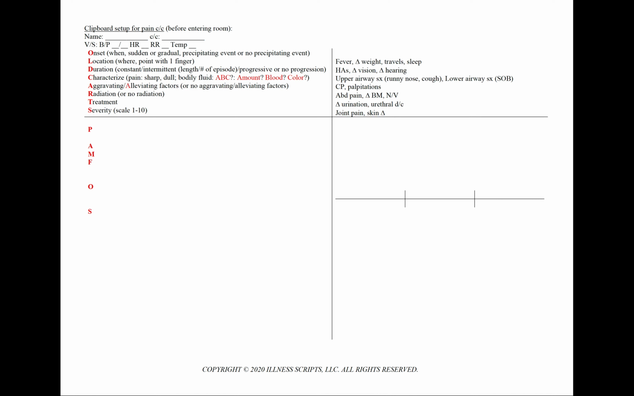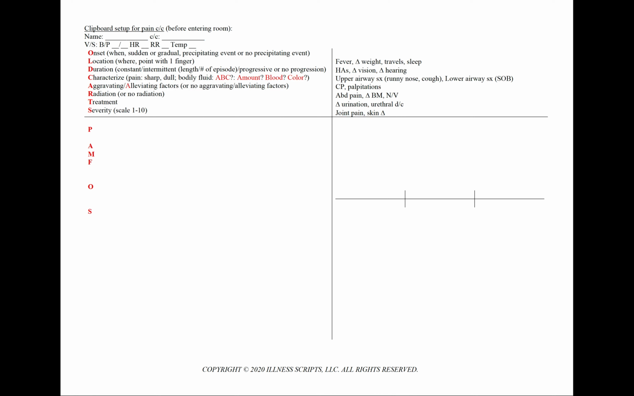For the duration, we want to know, is the pain constant or coming and going? If it is intermittent, we'd like to note the frequency. How long is an episode of pain lasting, and how many episodes are you having per day or per week? And next, we can note the progression, or if there is none, we'll include in our patient note, no progression.